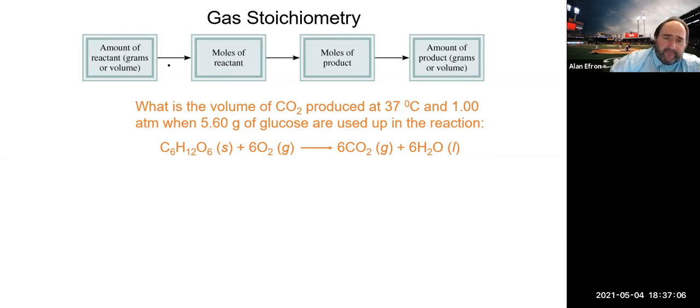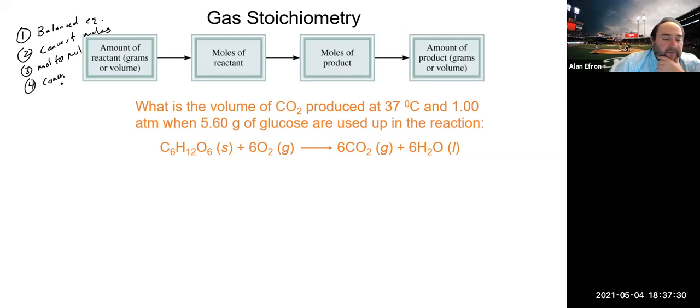So if you remember our 4 steps for a basic stoichiometry problem: obviously we want to have a balanced equation. We want to convert to moles whatever they give us. We want to do our mole-to-mole relationship, going to the balanced equation using those coefficients. And then we want to convert from moles to some other unit.